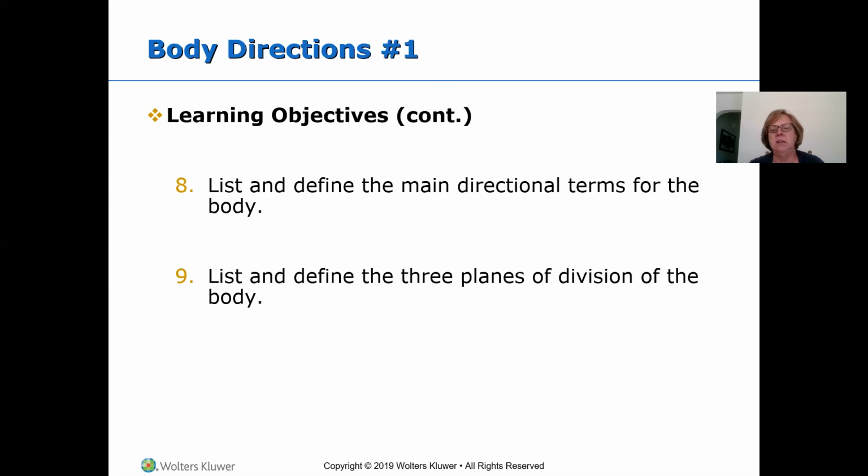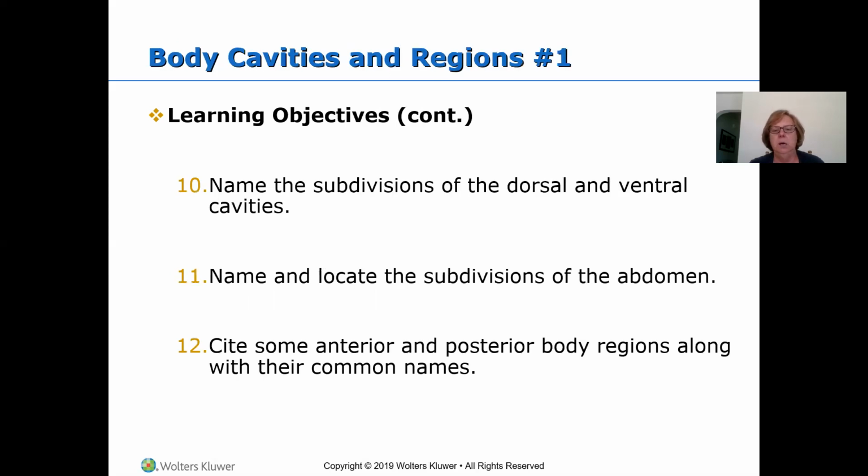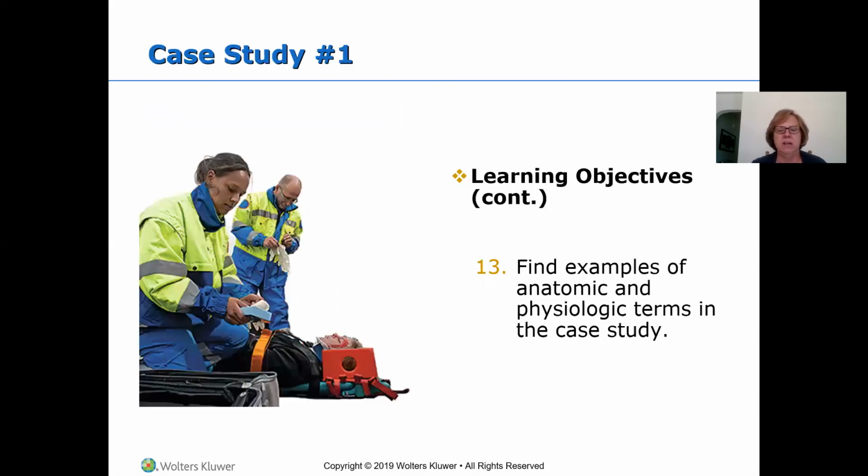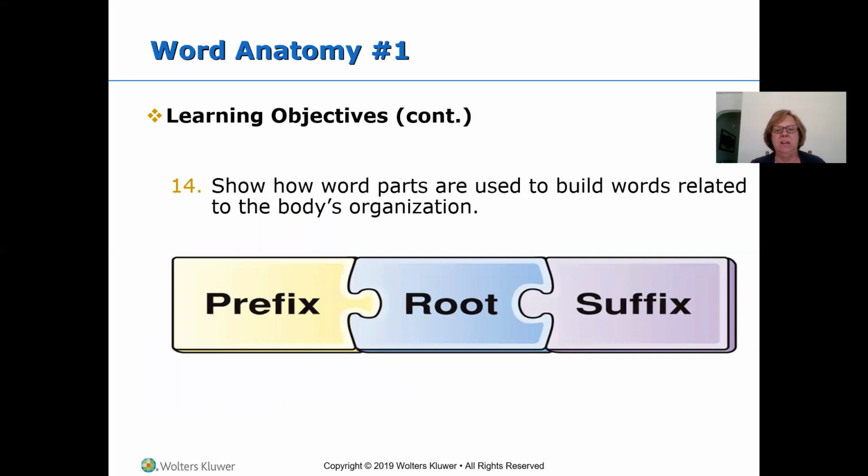You do need to know the main directional terms for the body, and define the 3 planes of division for the body. And then as well as the subdivisions for the dorsal and the ventral cavities, and then what subdivisions are found in the abdomen, and the anterior and posterior body regions. I'm not going to worry about the case study.